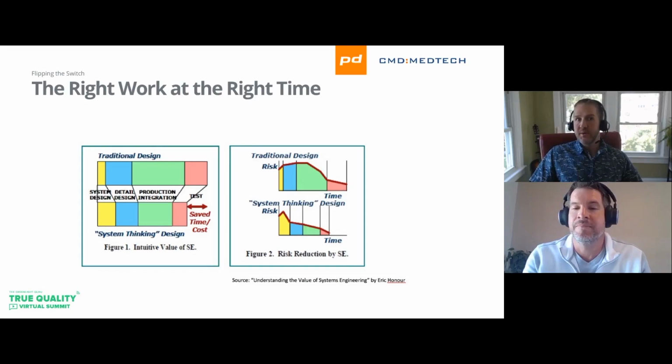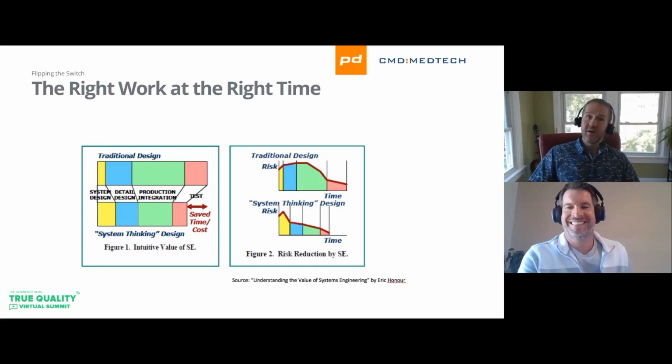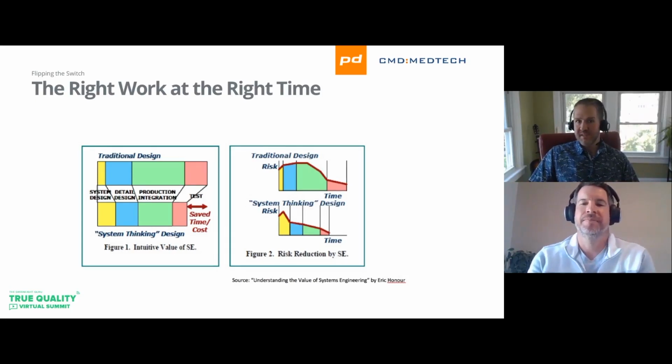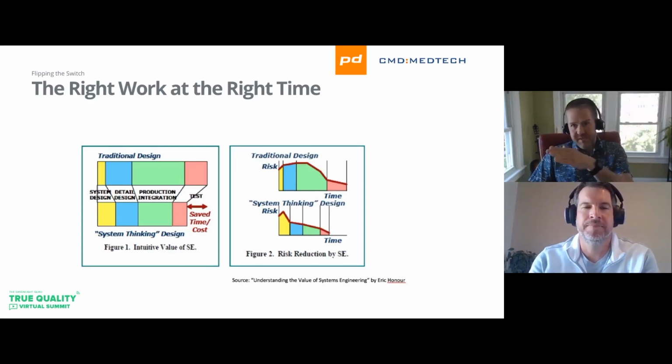Yeah, exactly. So these charts that we're showing here are from a paper by Eric Honor called Understanding the Value of Systems Engineering. So this isn't necessarily a systems engineering talk we're having here, but I think this principle really applies to developing a great plan for these phases of a project between late feasibility and early design controls. And I really want to focus here on figure 2.